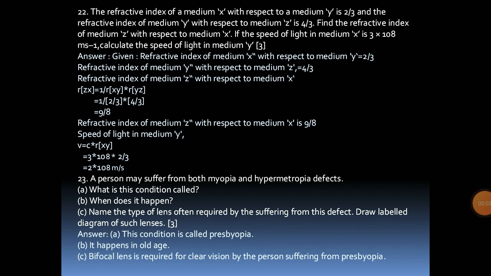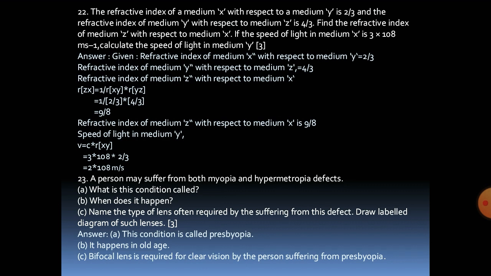Question number 22 is, the refractive index of a medium x with respect to medium y is 2 by 3, and the refractive index of medium y with respect to medium z is 4 by 3. You have to calculate the refractive index of medium z with respect to medium x, and also, the speed of light in medium x is 3 into 10 to the power 8 meter per second, and you have to calculate the speed of light in medium y.